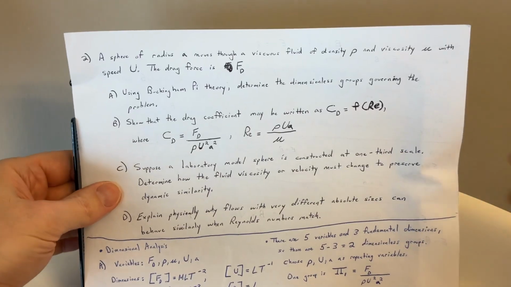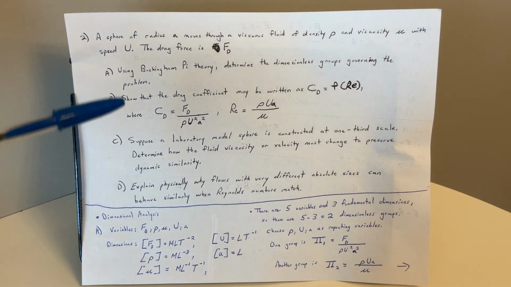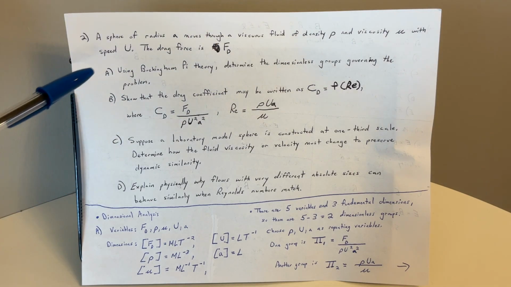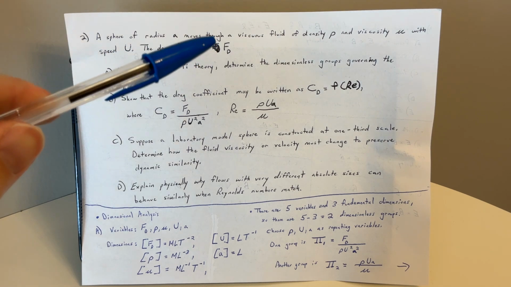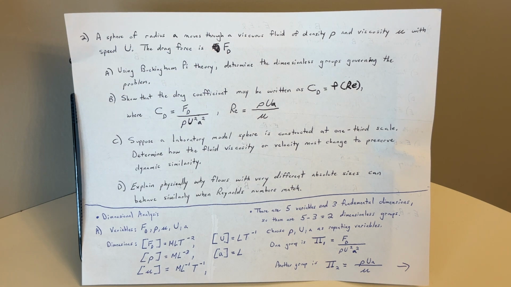Alrighty. Number 2: a sphere of radius a moves through a viscous fluid of density rho and viscosity mu with speed u. The drag force is F sub d. Part A, using Buckingham pi theory, determine the dimensionless groups governing the problem.